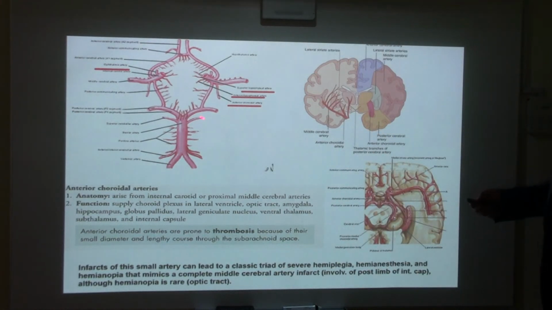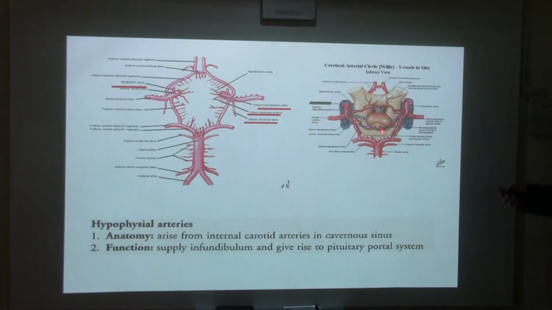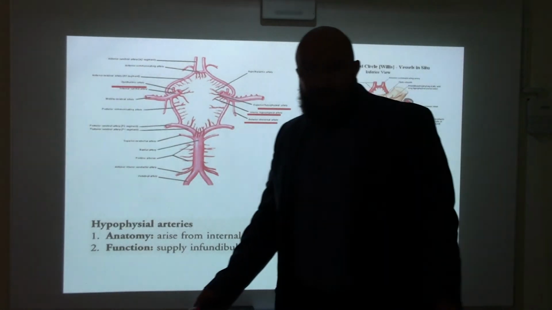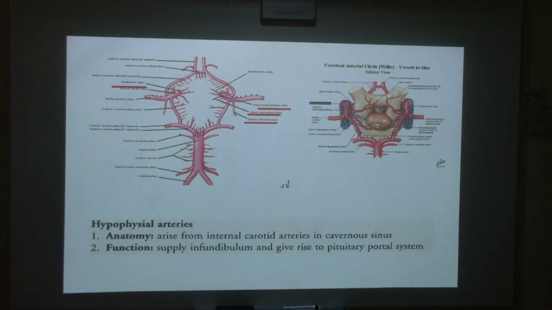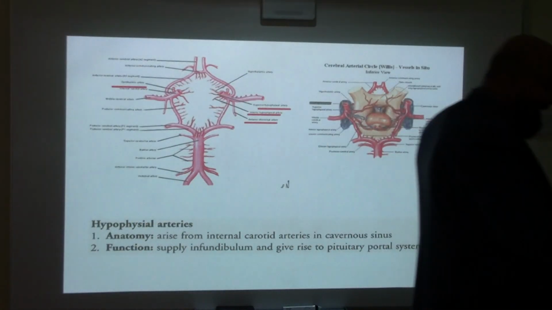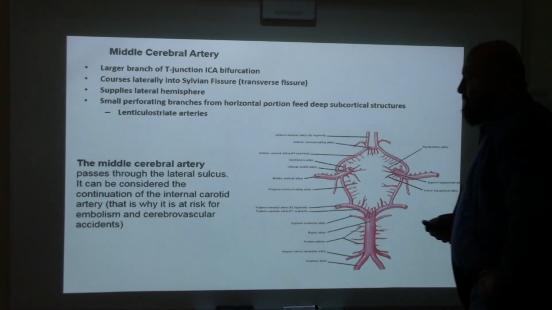Okay? Other smaller arteries that will come from the internal carotid artery, we have the superior and inferior hypophyseal arteries. Hypophyseal refers to the hypophysis, which is the pituitary gland. So these arteries will supply the pituitary gland, the infundibulum, and the portal circulation between the hypothalamus and the pituitary gland. Okay, so we'll supply the pituitary gland and the infundibulum and the pituitary portal system.